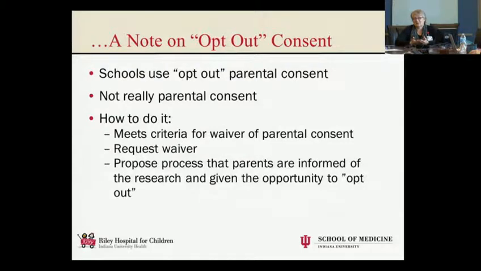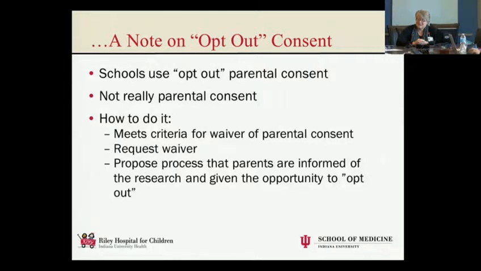The only time you can use opt-out consent is when you meet criteria for a waiver of parental consent. And if you meet criteria for that waiver, you go ahead, request the waiver from the IRB, and then you propose a process where you inform parents of the research and give them that opportunity to opt out. So opt-out consent is really a subgroup of waivers where parents are given extra information. It is perhaps even more rigorous than regular waivers of consent because we involve parents in it.